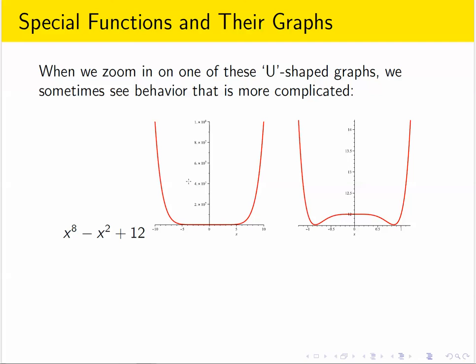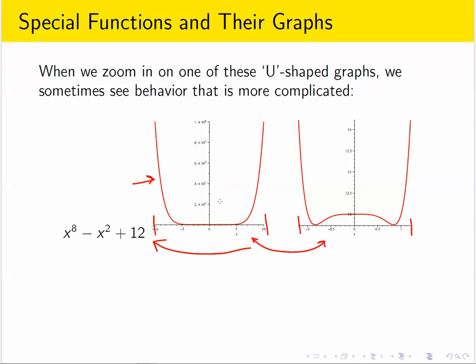Now, that's what it looks like when you're far away, the U shape. But if you zoom in, you can get a different behavior. Both of these graphs we see here are of the same function, x to the 8th minus x squared plus 12. They're the same function, but this first picture is from very far away. Take a look at the scale. The x values go from -10 to 10, whereas on the right, we're only looking from a little less than -1 to a little more than +1, not all the way from -10 to 10.